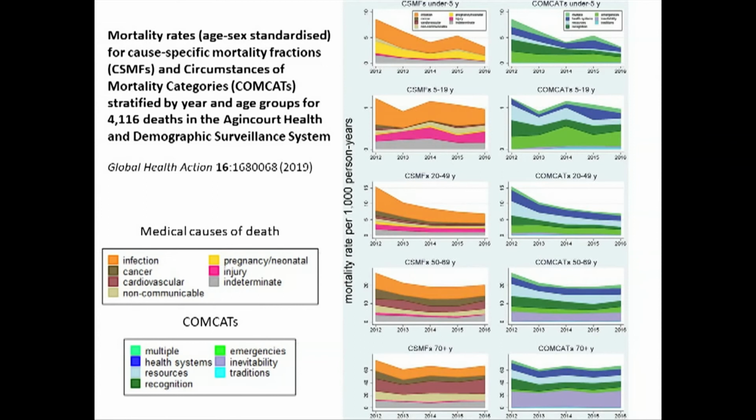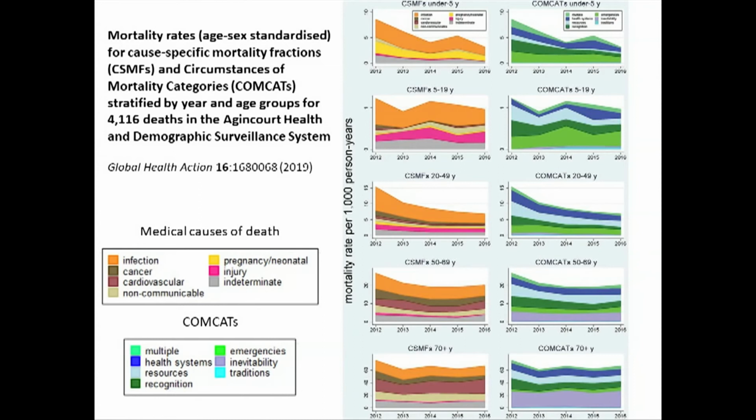And you won't be able to see those legends up there, so I've put them down here for you, bigger, so that you can see them. But what we're seeing is the medical causes of death in the yellowy orange colours and the COMCATs in the greeny blue colours, and you can see there are significant changes over time in terms of mortality rates. That's the vertical axis.